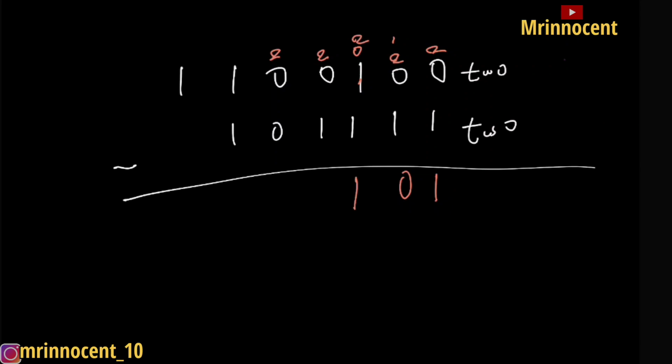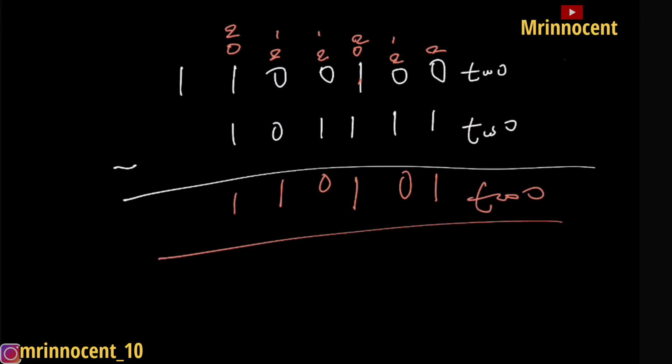2 minus 1 is 1. This one remains 1, minus 1 is 0. This one is 1. 1 minus 0 is 1. This is 0. Borrow 1 from here, call it 2. 2 minus 1 is 1, all in base 2.